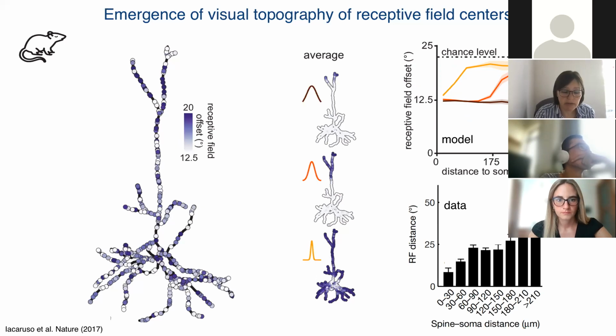So this is data from the same Iacaruso paper that found these Gabor receptive fields at the synapses. And it looks like this intermediate decay profile of the back propagating action potential, this middle orange curve, corresponds quite well to the data. So this idea that we get visual topography was actually found in the data before we proposed our model. But we weren't after capturing this result.